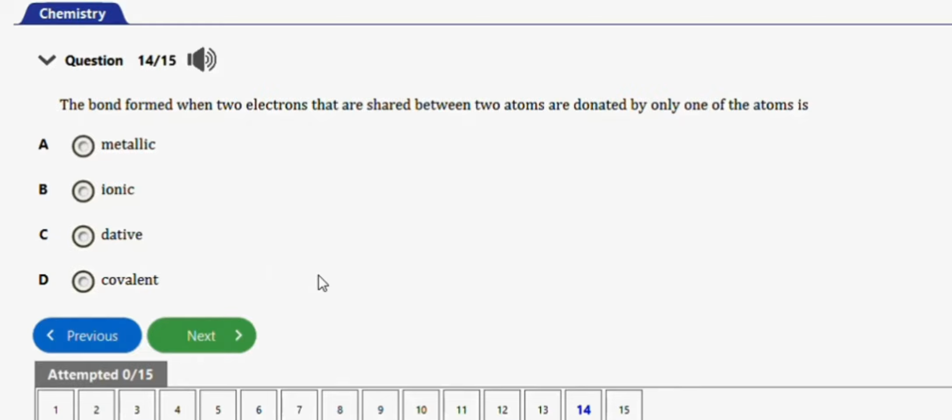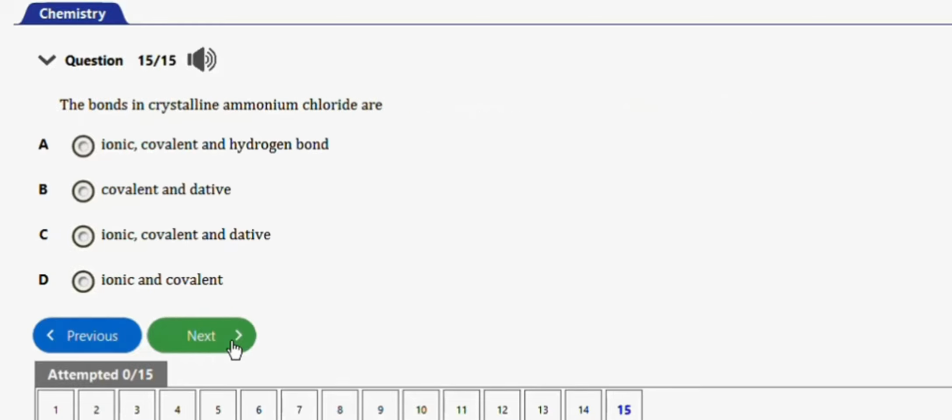Okay, so the last question before I end this video is this one. It says the bonds in crystalline ammonium chloride. I think I would answer this question with option C, ionic, covalent and dative. So guys, this basically is how you can do problems involving dative or coordinate covalent bonding for your chemistry practice, with 15 questions for this topic. Hope you learned something interesting from the video.